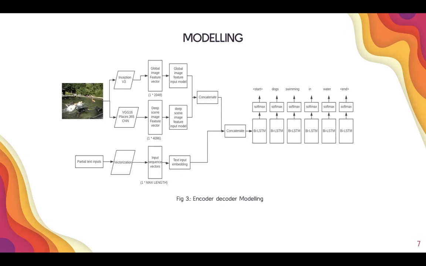So after we have the output from the embedding model, we concatenate the output with the concatenated image feature output already and pass it to an LSTM, a bi-LSTM network, using a softmax activation function to actually generate the descriptions. So we have dogs swimming in water, and the model will finally generate dogs swimming in water. So that is the modeling approach.